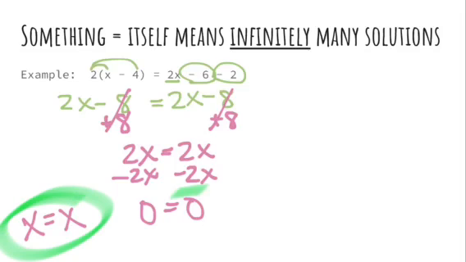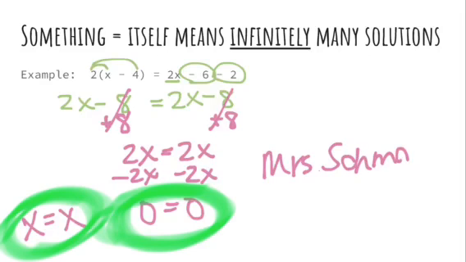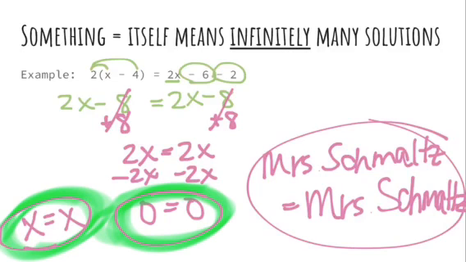Well, think about this. How often does 0 equal 0? How often does x equal x? How often do I equal myself? Always. Always, always, always. 0 is always going to equal 0. X is always going to equal x. I am always going to equal myself.